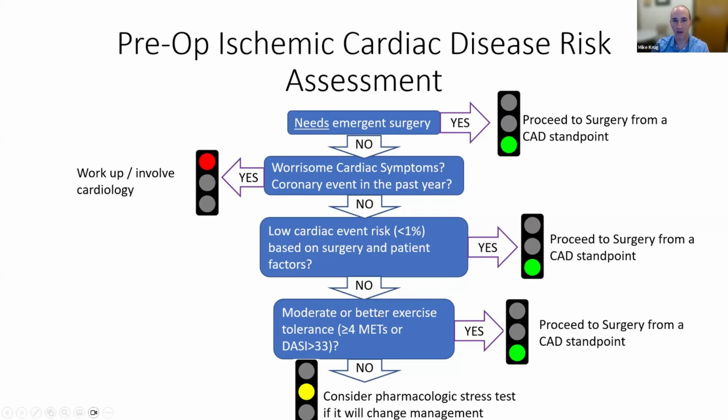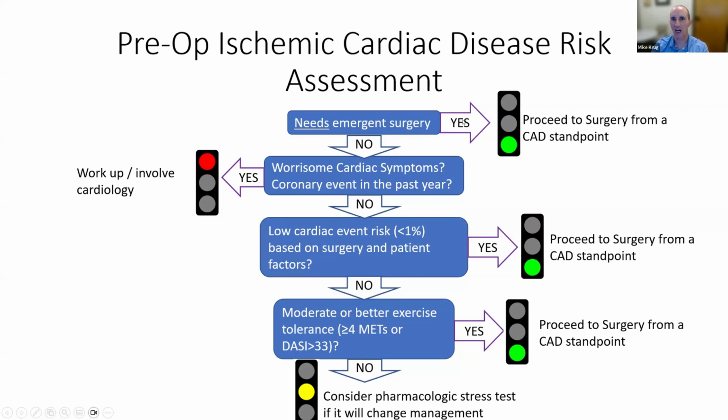But then if you get to here and they're higher than 1%, then you can move to exercise tolerance. So if they have moderate or better exercise tolerance, the scoring system du jour is the DASI, Duke Activity Status Index, or a poor person's version is the metabolic equivalents, or METs. If they can tolerate 4 METs or have a DASI over 33, they're good to go for surgery. They don't need any coronary stress testing. If they're not that, then you're in this dreaded gray zone where you can consider a stress test if you think it will change management. Many providers would not do a stress test for this patient, but a minority, I think, would.